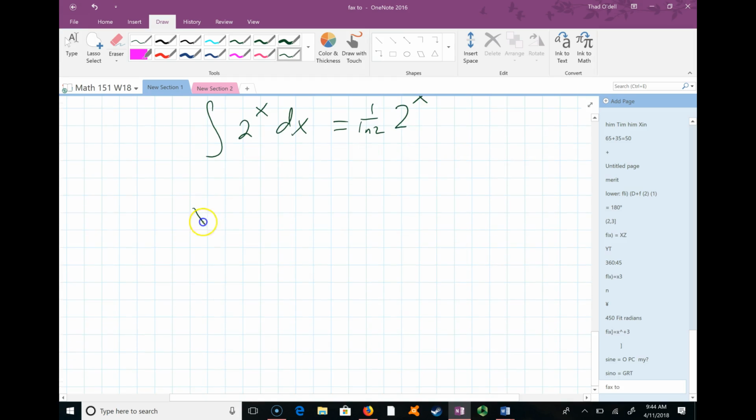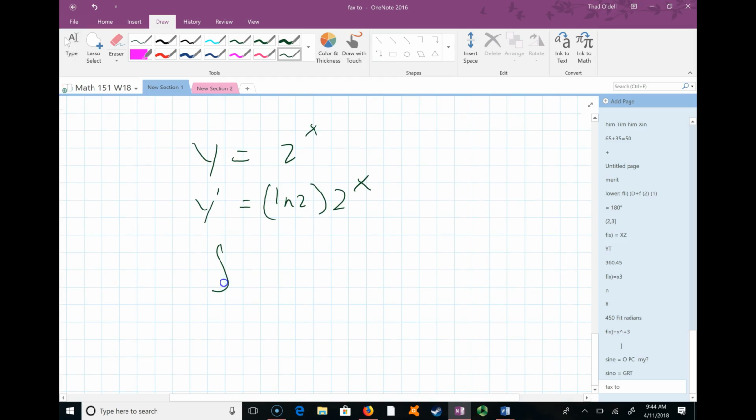Let me be abundantly clear here. When y equals 2 to the x, y prime, in case you've forgotten, is ln2 times 2 to the x. So when I integrate 2 to the x dx, I get 2 to the x with 1 over ln2 to counteract that, plus c. Right?